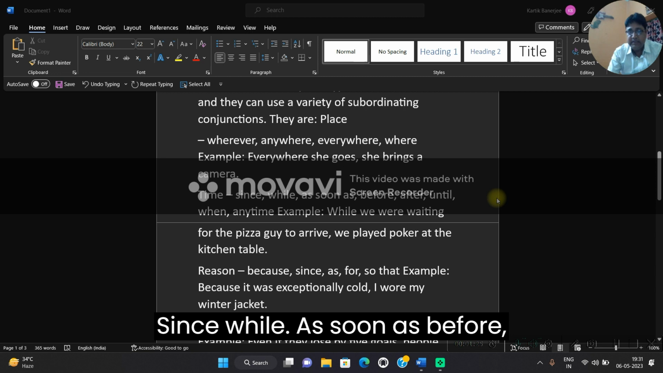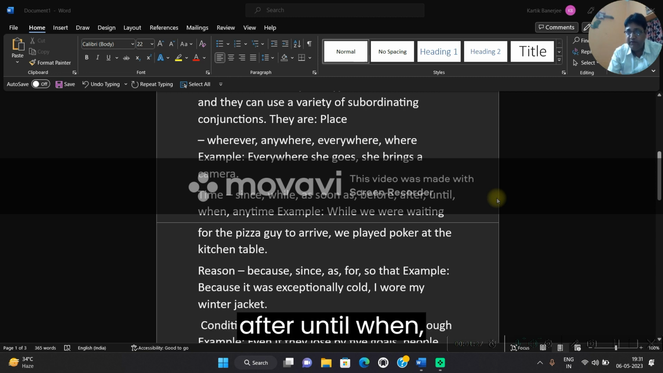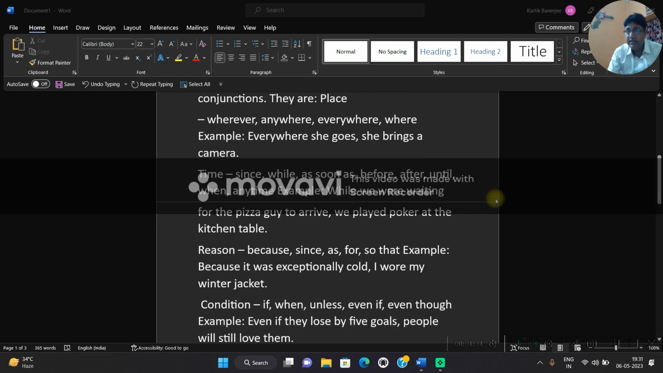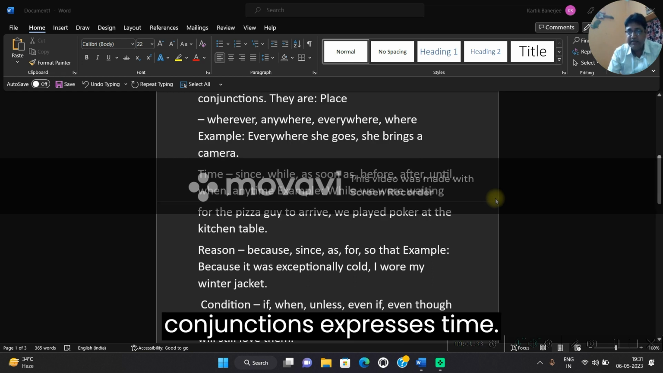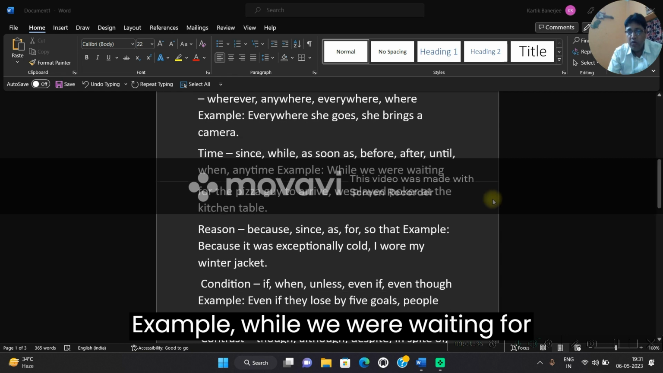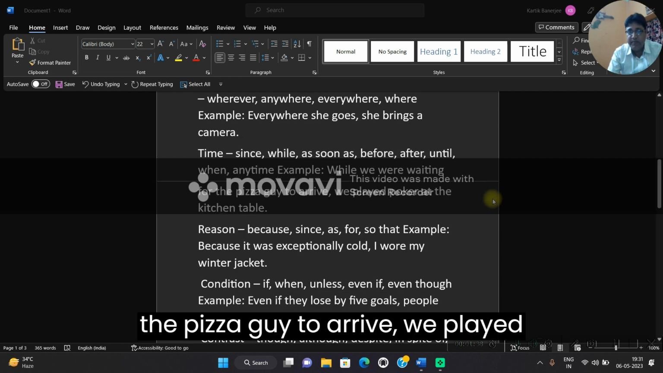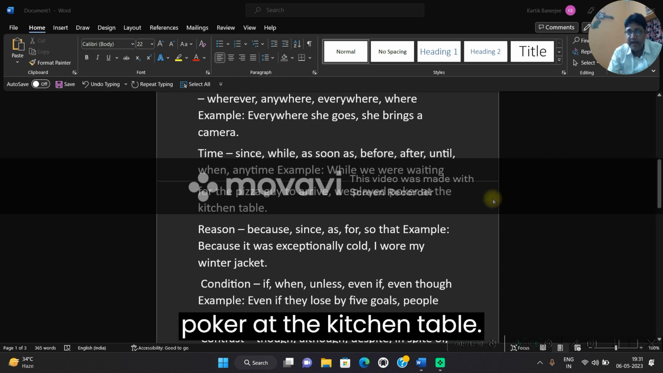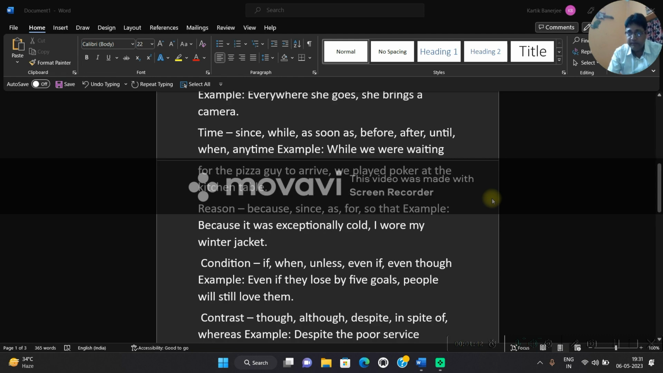Time: since, while, as soon as, before, after, until, when, anytime. These are the subordinating conjunctions that express time. Example: while we were waiting for the pizza guy to arrive, we played poker at the kitchen table.